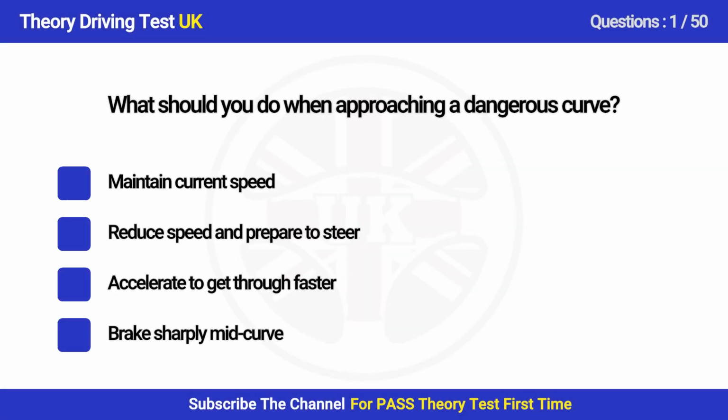Question 1. What should you do when approaching a dangerous curve? A. Maintain current speed. B. Reduce speed and prepare to steer. C. Accelerate to get through faster. D. Brake sharply.